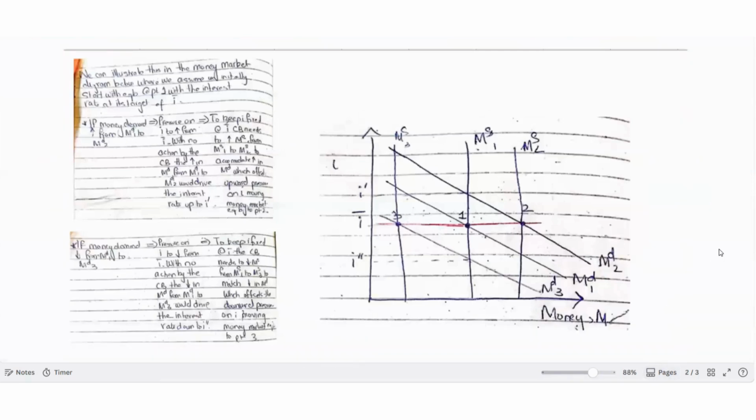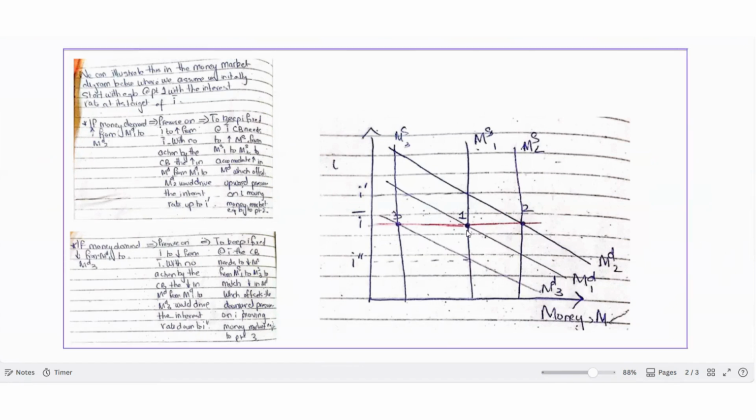Let's illustrate this over here. So we can illustrate this in the money market diagram below, where we assume we initially start with equilibrium at point 1 over here, with the interest rate at its target I bar. Now say money demand increases from MD1 to MD2. Now this puts a pressure on the interest rate to increase above I bar. With no action by the central bank, as money demand increases from MD1 to MD2, that would drive the interest rate up to I prime.